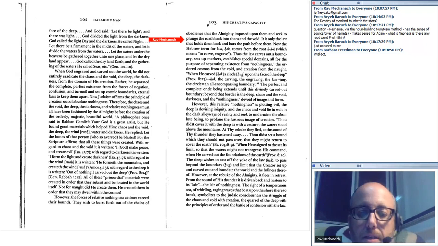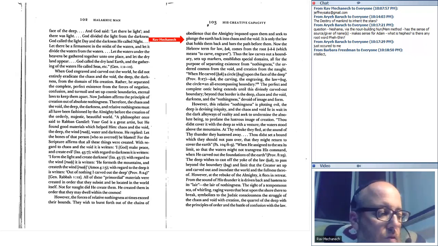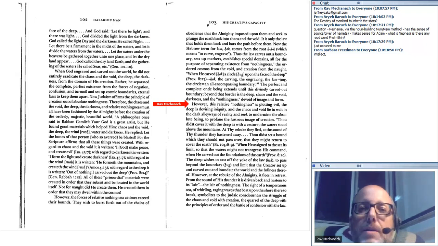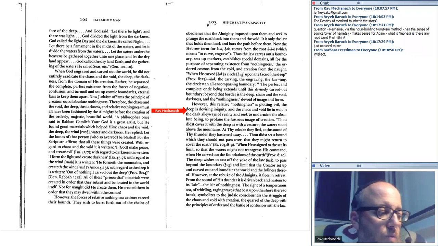So the law, chok, is this boundary. The perfect and complete ontic being extends into the divinely carved out boundary. Beyond that border is the deep chaos and the void, darkness, nothingness, devoid of image and form. However, the relative nothingness is plotting evil. It's never at rest. The vacuum always wants to fill all the space. The deep is devising iniquity. And the chaos and the void lie in wait in the dark alleyways of reality and seek to undermine the absolute being, to profane the lustrous image of creation.